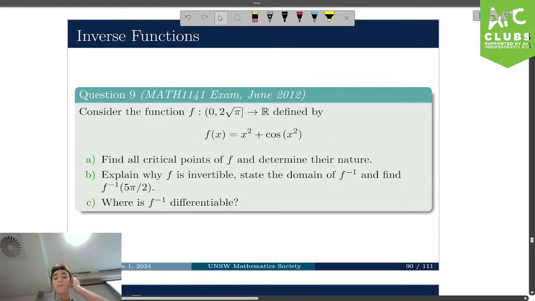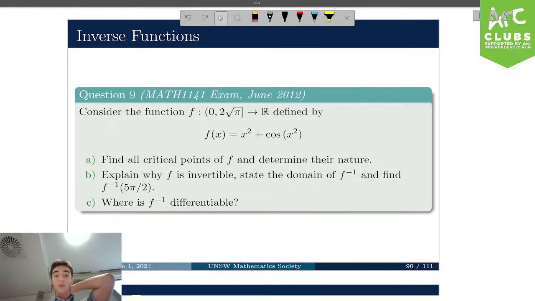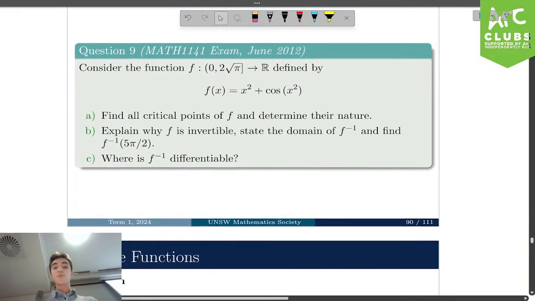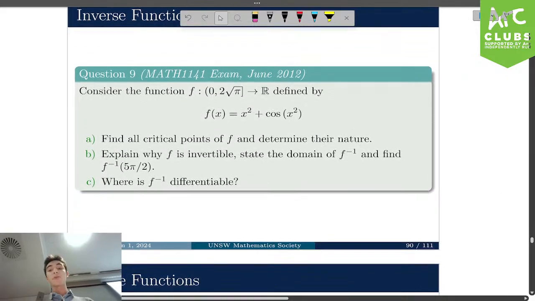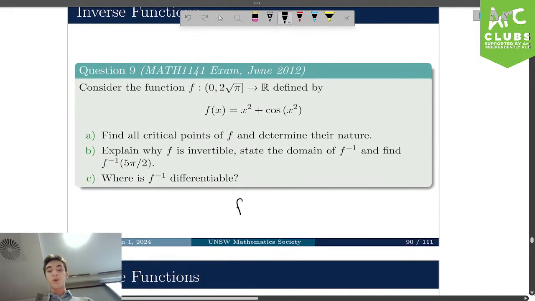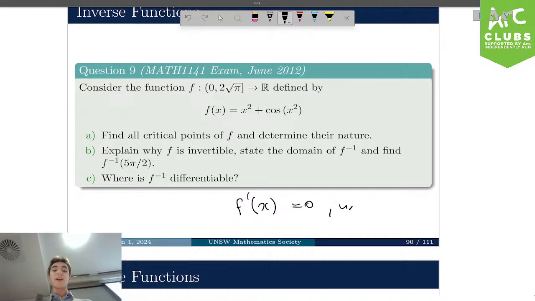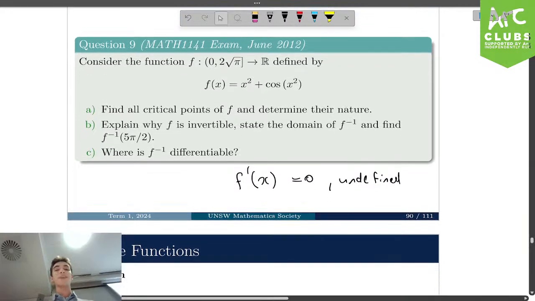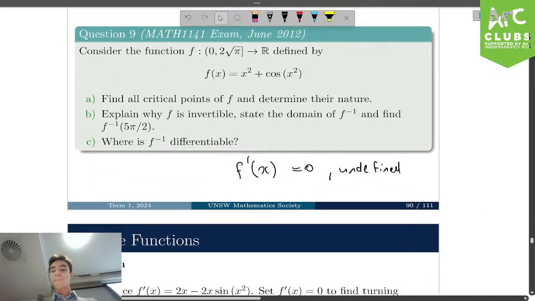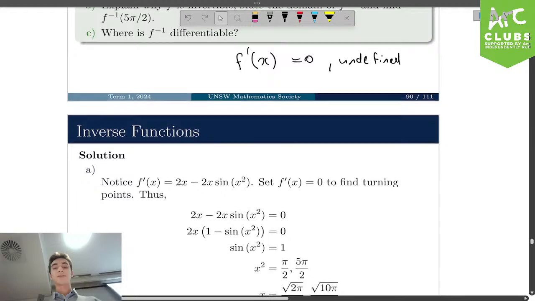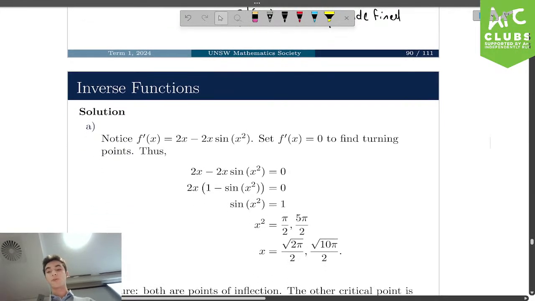We're given this function from the interval 0 to 2 root pi to R. The function is x squared plus cosine of x squared. Okay, first part of the question, find all critical points of f and determine their nature. All right, so obviously we're just looking for the points where the derivative of f is equal to 0 or undefined. But in this case, there's not going to be any points like that, right? We don't have any absolute values in that function. We should be fine. So let's solve derivative of f equals 0.